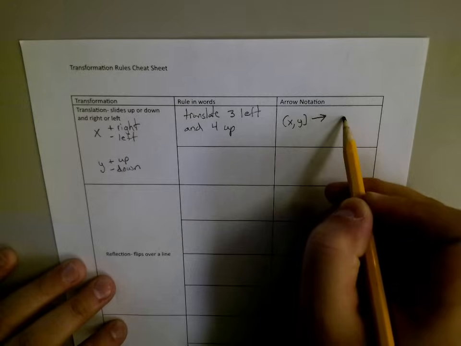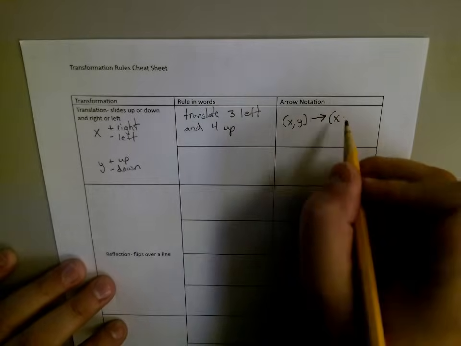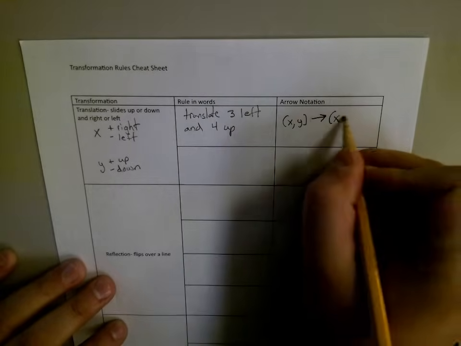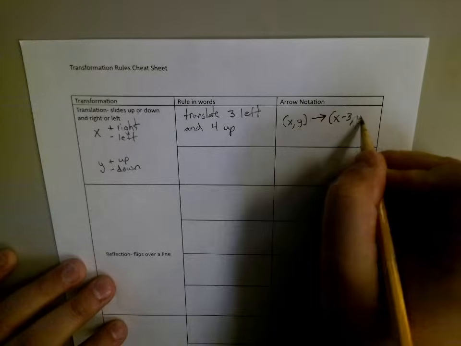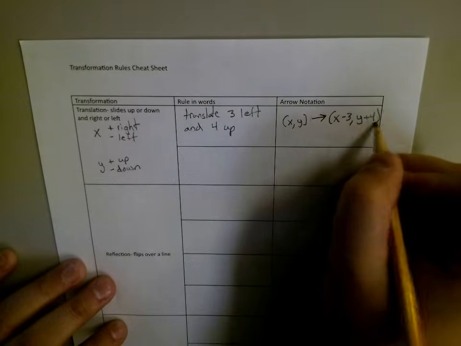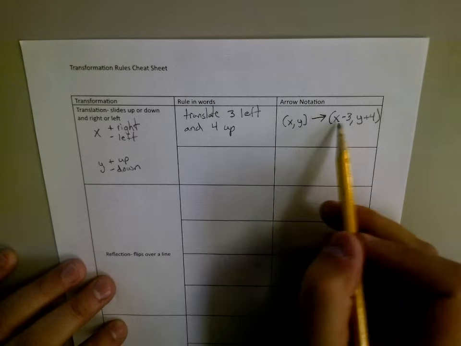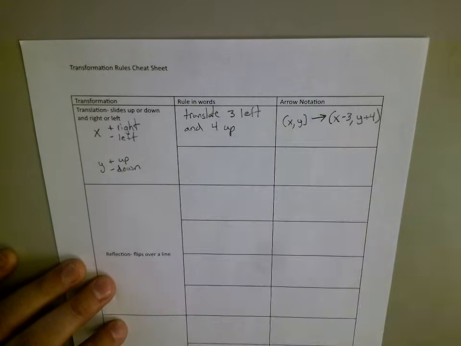So for instance, translate 3 to the left. I'm going to take my X value, and since left is negative, I'm going to subtract 3 from it. Then I'm going to take my Y value, and since up is positive, I'm going to add 4 to it. So I'm basically taking my pre-image, doing the translation, and this is what will happen to the point.